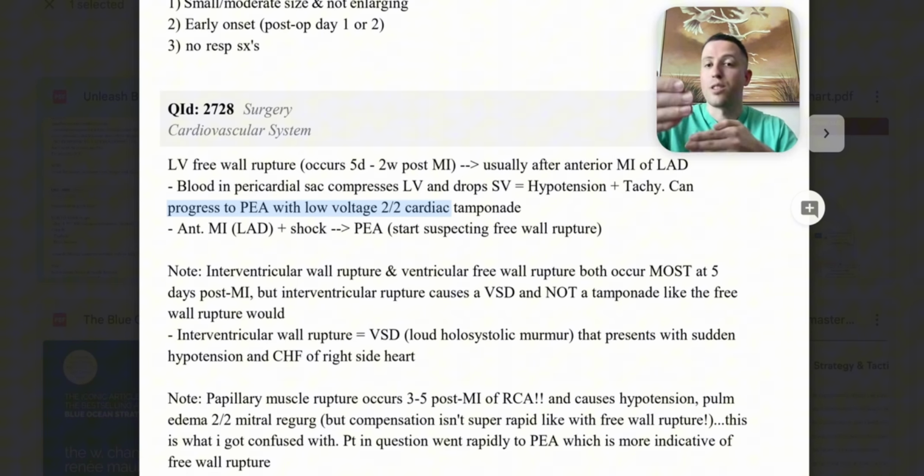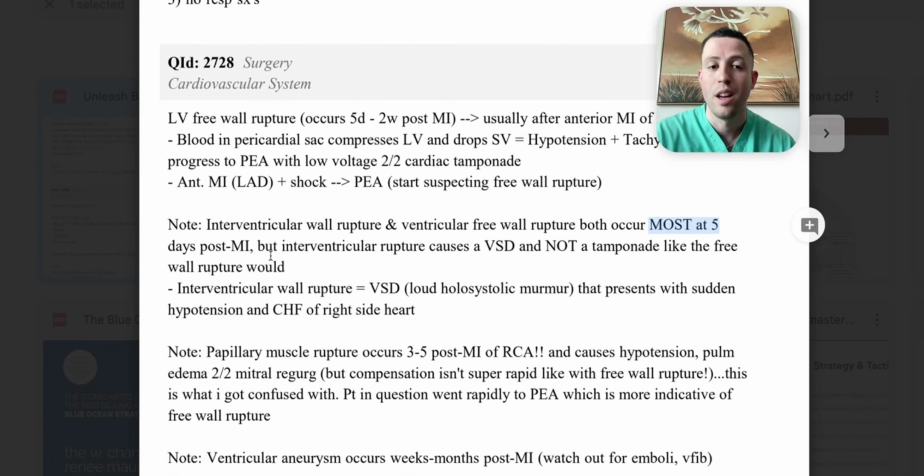All right, next let's talk about interventricular wall rupture and compare it to the ventricular free wall rupture. We're talking about the ventricle wall between the left and right ventricle versus the front wall of the ventricle rupturing. They both occur most at 5 days post heart attack. But the interventricular rupture is going to cause a VSD, a ventricular septal defect type picture. You have to be able to identify a VSD that you'll see with the interventricular wall rupture versus the cardiac tamponade that you'll get with the free wall rupture.